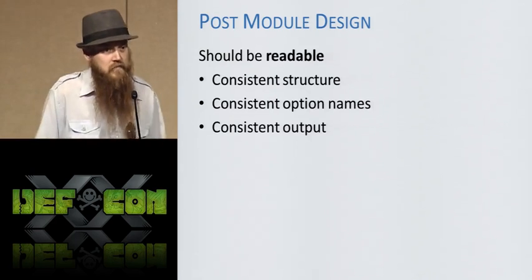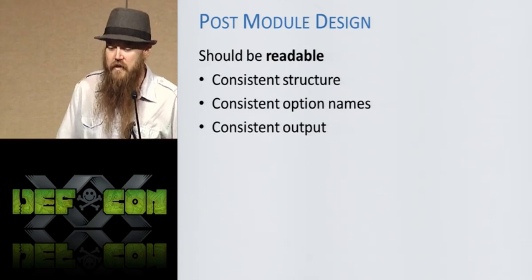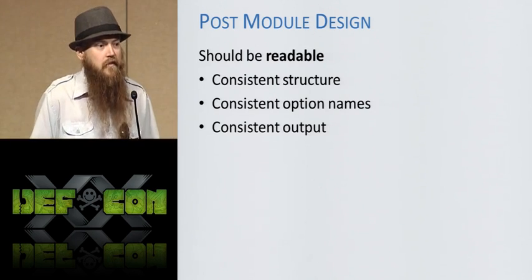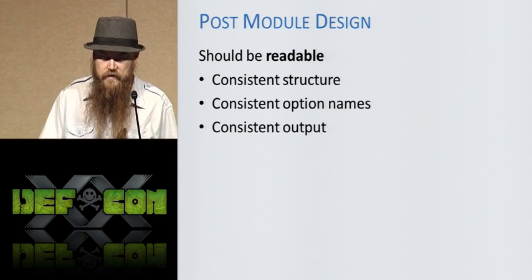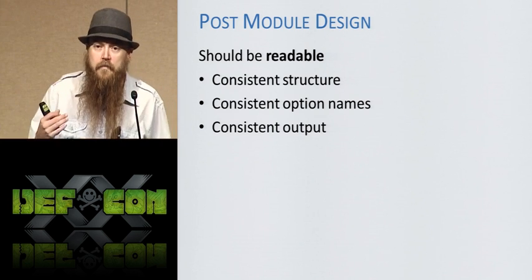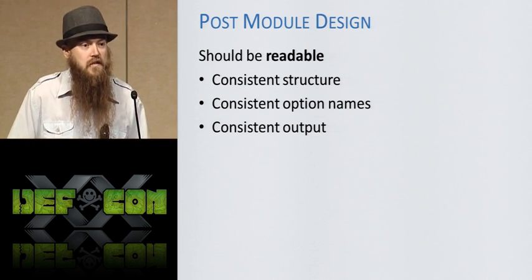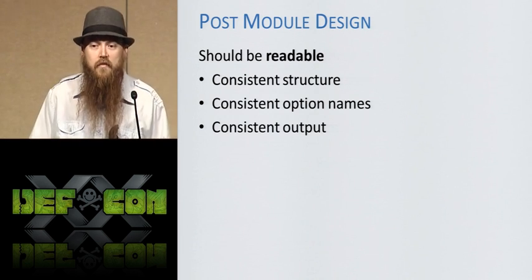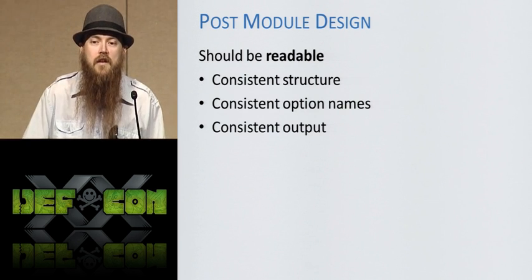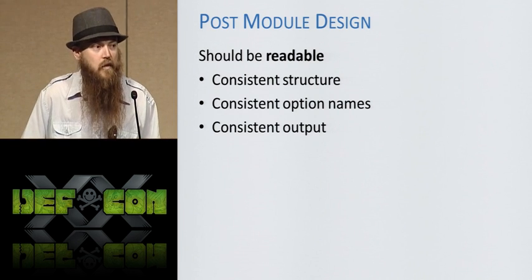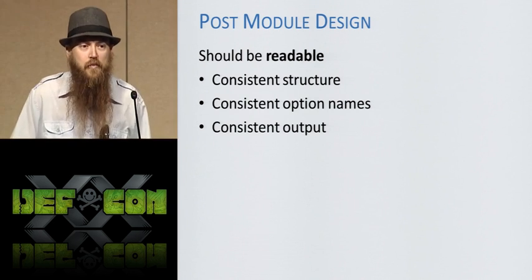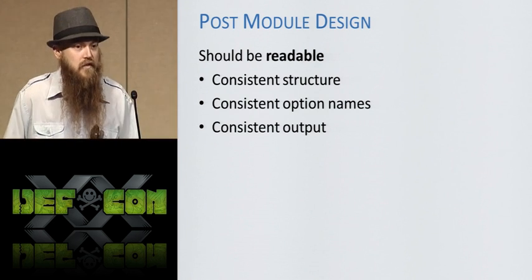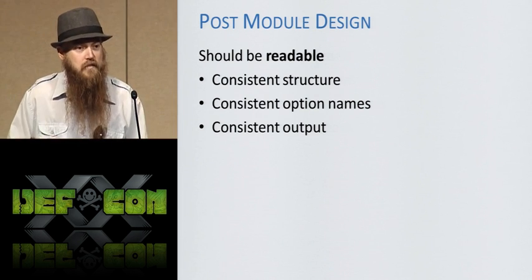Modules should be readable. Like everything else, there's some cool metadata available in the module structure, and we'll see a little bit of code in a second explaining that. But if everything has a consistent structure, which we strive for in the framework, then it's a lot easier to write new stuff. It's a lot easier to understand what a single module does. And if we have consistent output, then you'll always have an understanding of what this module is doing as it moves along.